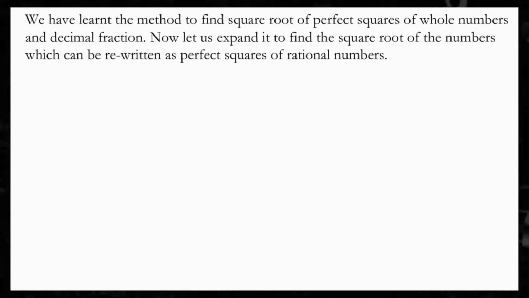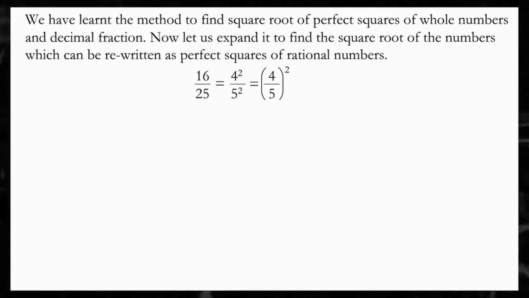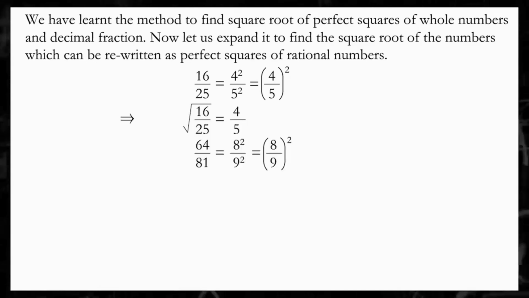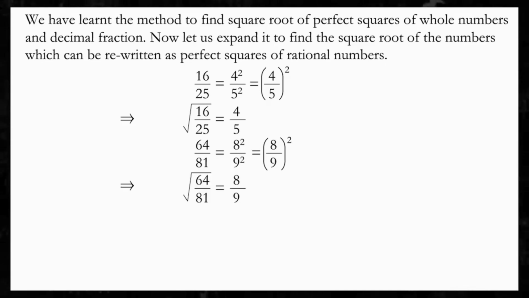Square root of fractions. We have learned the method to find the square root of perfect squares of whole numbers and decimal fractions. Now let us expand it to find the square root of numbers which can be rewritten as perfect squares of rational numbers. 16 by 25 is equal to 4 square by 5 square, which is equal to 4 by 5 whole square. This implies square root of 16 by 25 is equal to 4 by 5. 64 by 81 is equal to 8 square by 9 square, which is equal to 8 by 9 whole square. This implies square root of 64 by 81 is equal to 8 by 9.